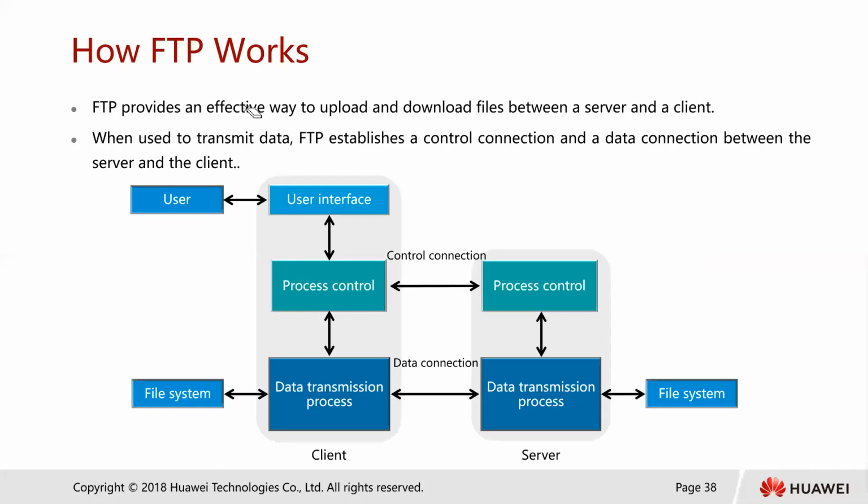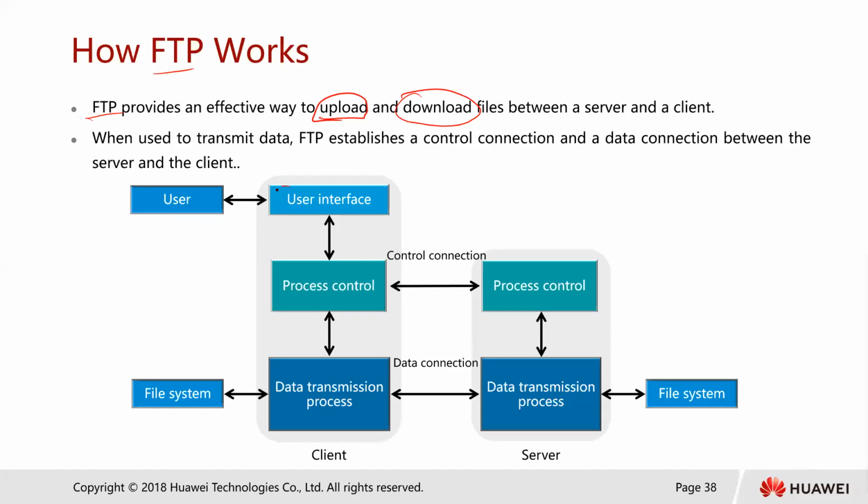And then how FTP works: if you want to send a file or receive a file over the network, FTP, like we said, is the File Transfer Protocol. It provides an effective way to upload and also download files. Most of you send yourselves files on WhatsApp, images, and you download them, and are even unaware of the protocols you're using. So if you want to upload and send files between a server and a client, we use this protocol to transmit the data. FTP establishes a control connection and a data connection between the server and the client, right? So whenever you're uploading or downloading, you have used some kind of FTP.